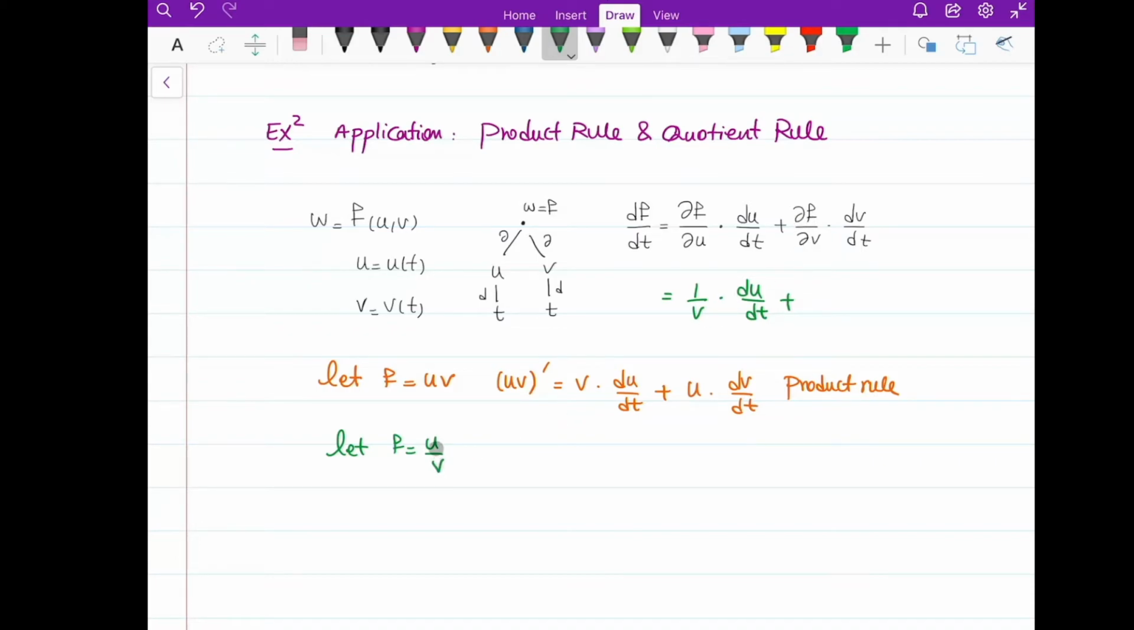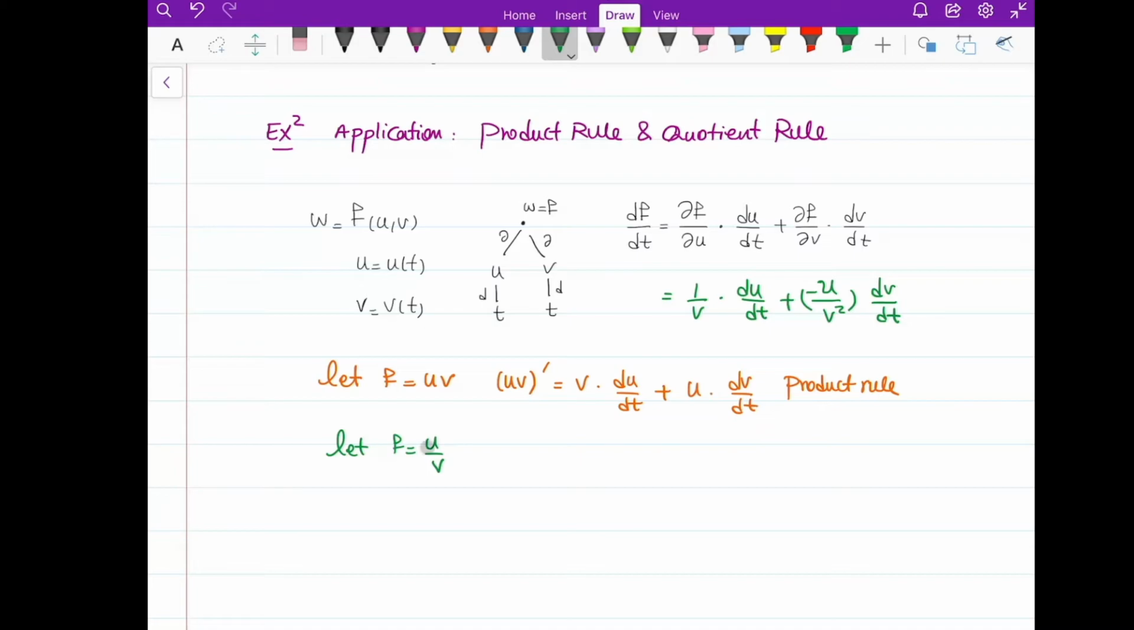With respect to v, u is just a constant. For example, I have 5 over v. The derivative of that would be negative 5 over v squared, right? So it is negative u over v squared, and then dv dt. Good. So let me simplify that.